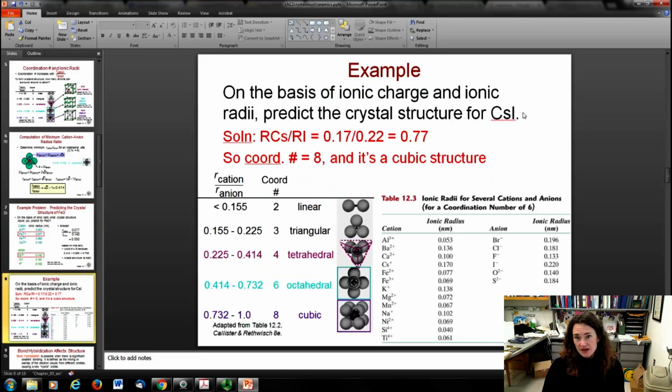Another example of that one is, let's figure out what it is for cesium iodide, okay? So if you go to your table 12.3, and you look up the radius for cesium and the radius for iodine, then you get 0.17 and 0.22. And so if you construct that ratio, 0.17 over 0.22 is 0.77, and so that gives a coordination number of 8, and you have your cubic structure, okay?